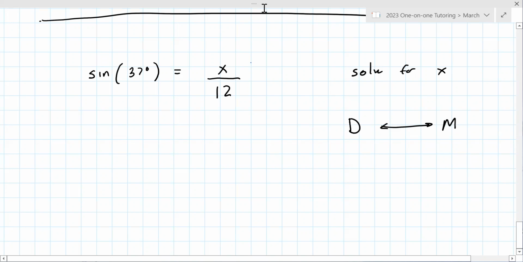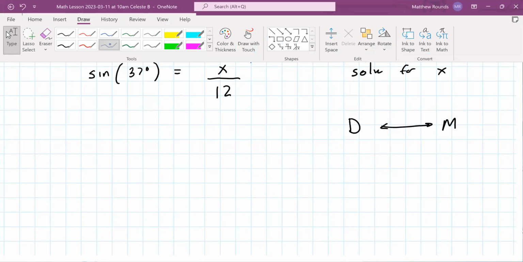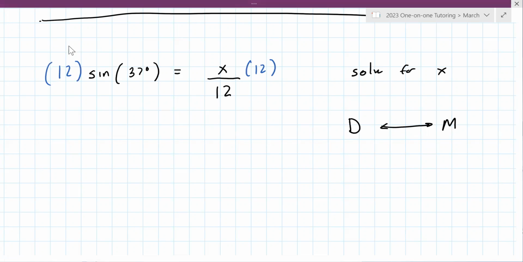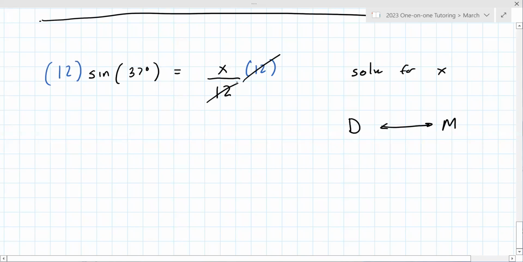Okay, all right, so let me show you that here. We're going to multiply both sides by 12, like that. Now on the right, the 12s cancel, they're gone. So your answer is, and you can always switch the side that the variable's on, x is 12 sine 37.